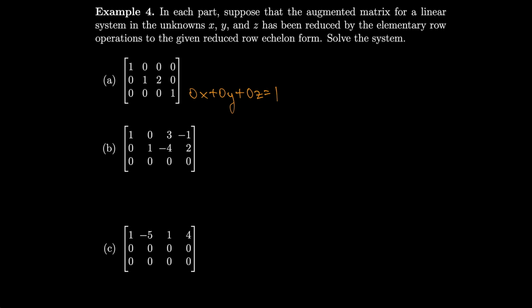Which is the same thing as just saying 0 equals 1, which is false. So this system is called inconsistent. There is no solution. Let's look at the second one. Again, it looks like we have a bottom row with a bunch of zeros. However, in this case, it's 0x plus 0y plus 0z equals 0, not 1. So that's a little bit better.